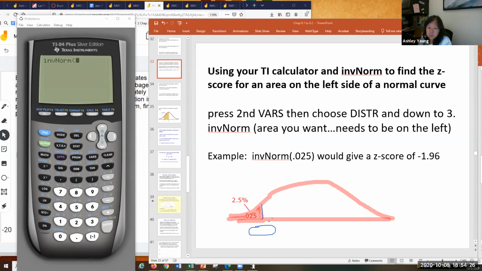Here, I can do inverse norm of 0.025, and it'll give me the z-score, negative 1.96, which is what we expected, because from last class, we found that at 2 standard deviations, about 5% would be on the outside, about 2.5% on the left and about 2.5% on the right. So this should be about 2, and it's negative 1.96 to be perfectly accurate.